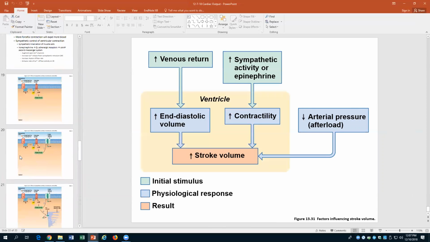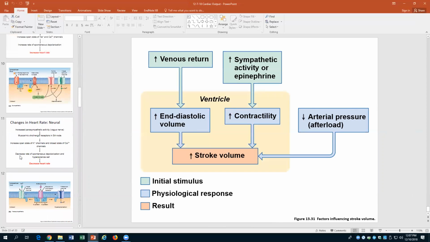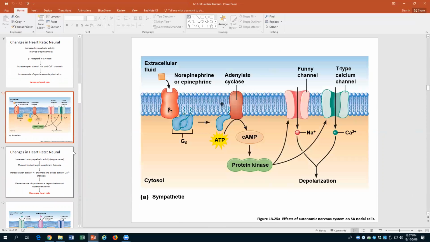So we talked about funny channels last time, right? Now, these are channels that are on your pacemaker cells, okay? And their main job is to allow the movement of sodium into the cell. If we wanted to depolarize this cell, the first thing we do is we close a potassium channel, right? We open up this funny channel, and because we've closed potassium channels and opened this channel, which is allowing sodium into the cell, we start that depolarizing of the cell, okay?